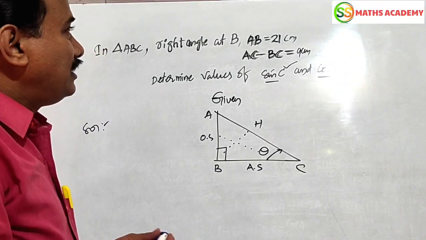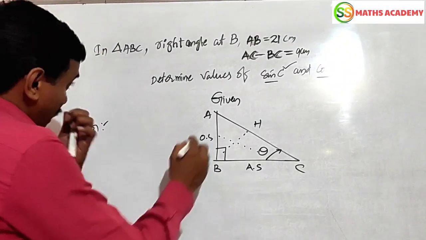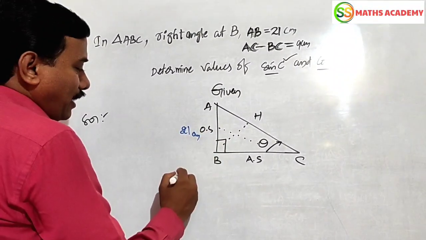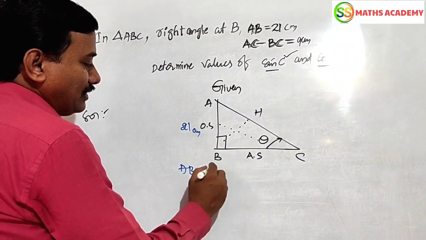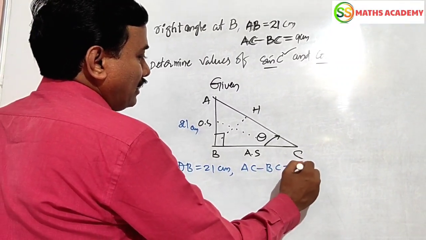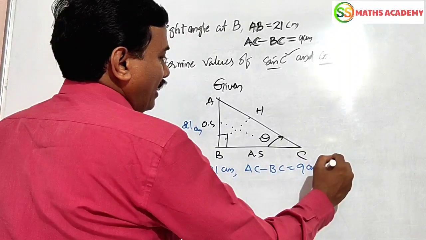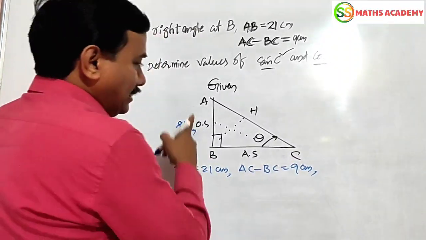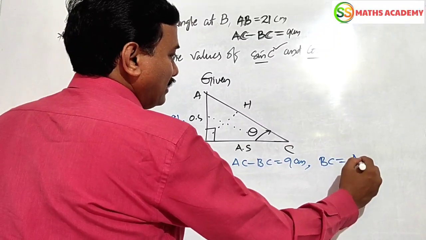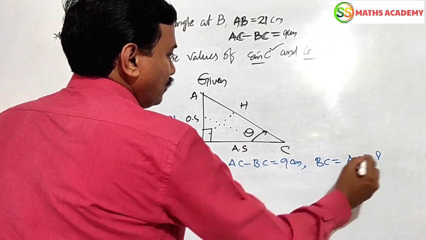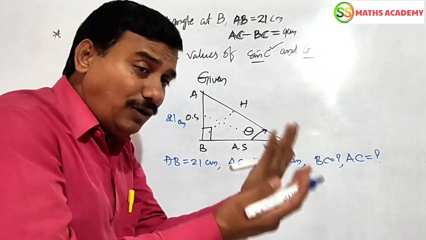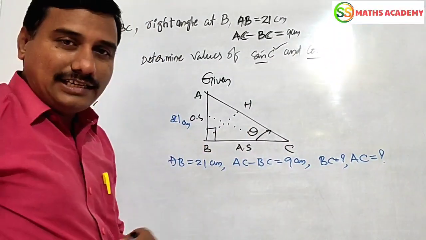Now, what is given in the triangle? AB equals 21 centimeters is given. AC minus BC equals 9 centimeters is given. Only AB is given, so we have to find the BC length as well as the AC length. Then only this answer is easy for us.